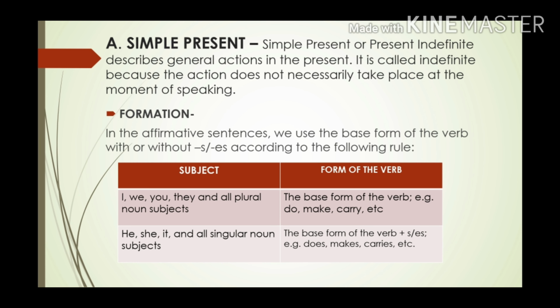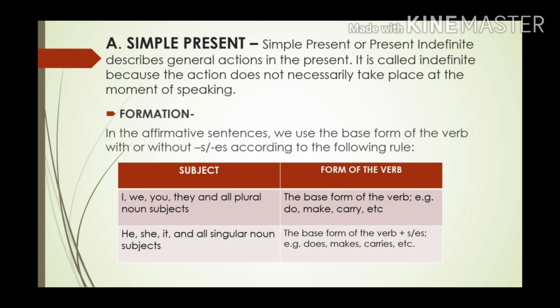Now, simple present tense or present indefinite describes general actions in the present. It is called indefinite because the action does not necessarily take place at the moment of speaking, means the time of the action is not defined.